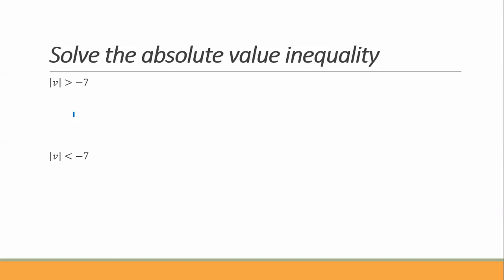So let's look at these. The absolute value of a number, the distance from 0, is bigger than -7. All distances are bigger than negative numbers, so it's all real numbers. So some of these you can just look at and solve. What about this one? The distance is less than -7. There's no way that a distance can be less than a negative number, so this one is no solution.